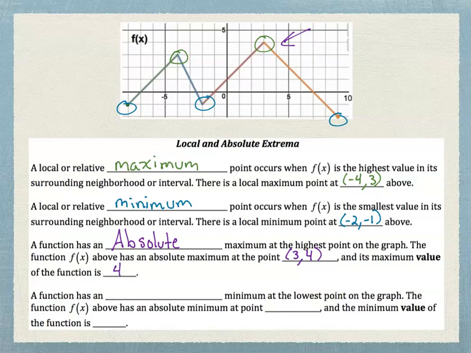The maximum value right here is always your y, your function value. So you have a maximum located at the point 3, 4, but if I said what is the maximum value of this function, you would tell me 4.